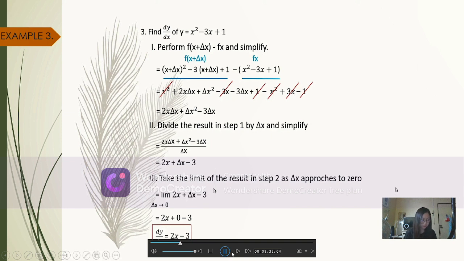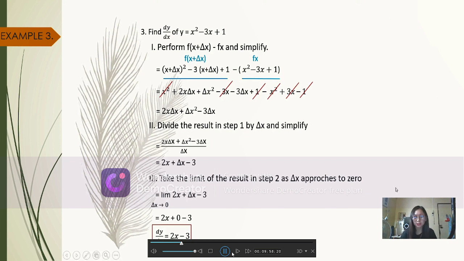So, substitute lang natin yung 0 sa delta x. So, magiging 2x plus 0 minus 3. Negative 3, sorry. dy over dx is equal to 2x minus 3. That is the final answer.